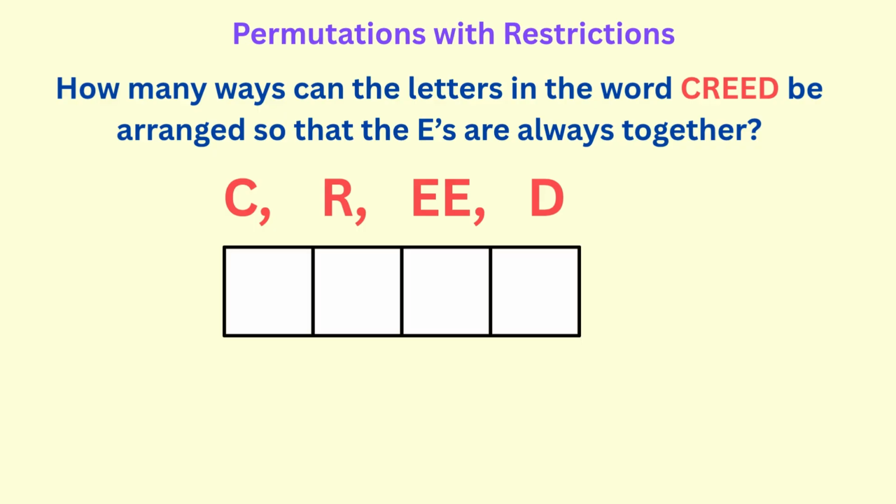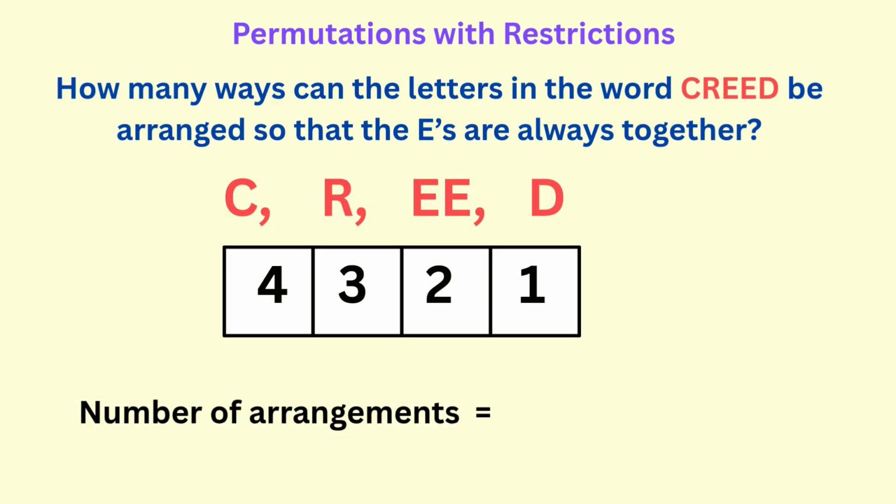For box 1, we have 4 choices: C, R, EE, or D. Once an item is placed in box 1, there will be only 3 choices for box 2. 2 items now remain, so only 2 choices for the third box, which means for box 4, we have only 1 choice. To get the total number of arrangements, we multiply the numbers in the boxes. That's 4 factorial, which is 24, the same amount as when we listed and counted them.